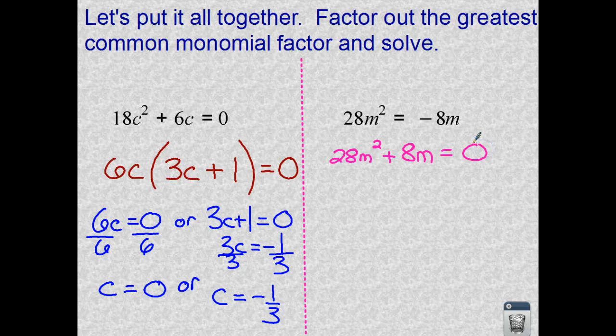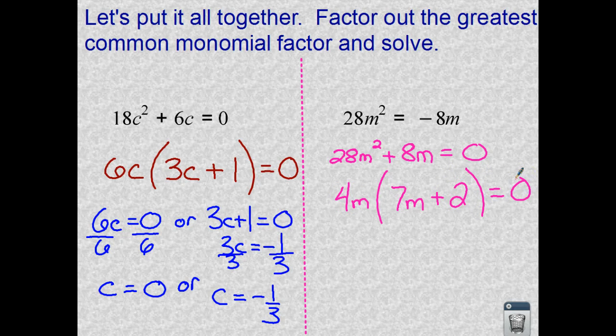All right, factoring out the greatest common monomial between those two, it looks like I'm going to have, what, a 4? And how many m's do they have? Okay, so the maximum amount is 1m. And let's go back in. 7m. 4 times 7 is 28. m times m is m squared. So I got my first term. And then plus, what, 2. 4m times 2 is 8m.